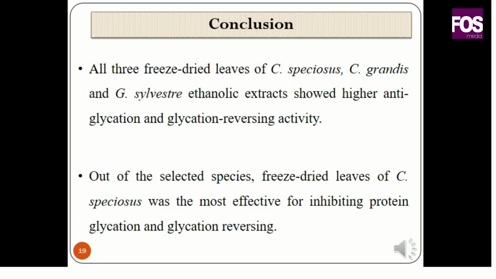Finally, I would like to conclude my findings. All three freeze-dried leaves of Costa species, Cocconia grandis and Chimnima sylvester ethanolic extracts showed higher anti-glycation and glycation reversing activity. Out of the selected species, freeze-dried leaves of Costa species were the most effective for inhibiting protein glycation and for glycation reversing activity.